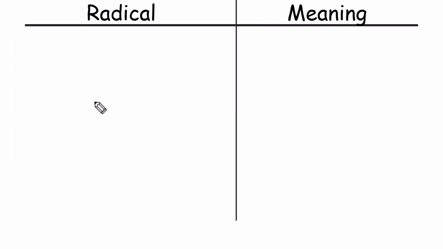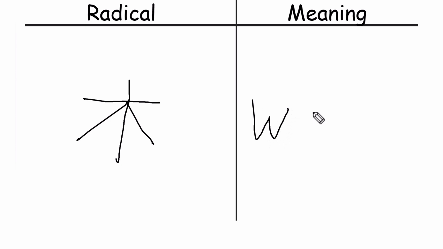Now, let's explore the wood radical, written as mu in Chinese. This radical is found in characters related to trees, wood, or plants, or forests. Learning this radical helps you identify characters related to nature and plant life.